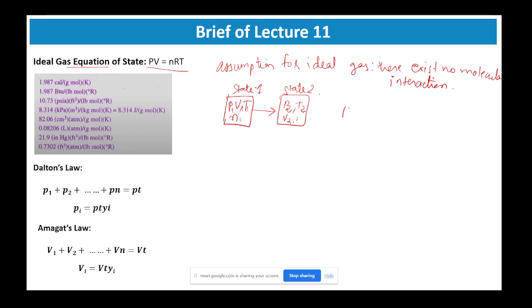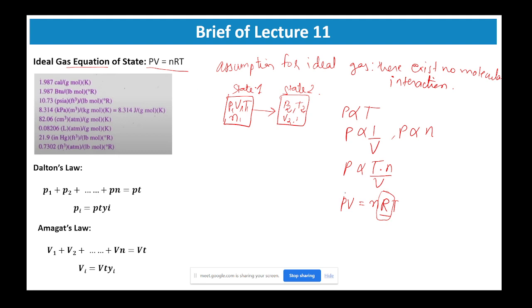So how is it related? Pressure is directly proportional to temperature. Pressure is inversely proportional to volume, and pressure is directly proportional to the number of moles. Okay. So now if we combine all this, pressure is proportional to T into N by V. And if we remove the proportionality constant, what will remain is PV equals nRT, where R is the universal gas constant. Okay, and it is a constant here.